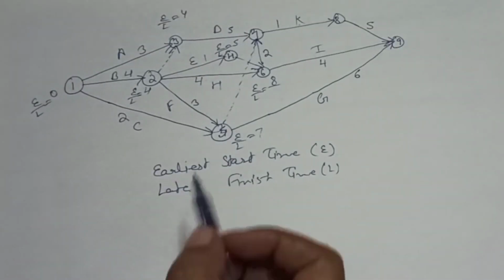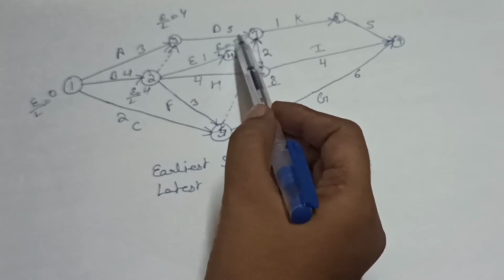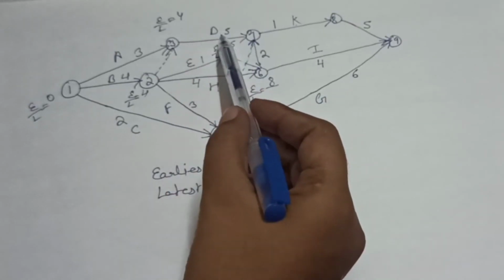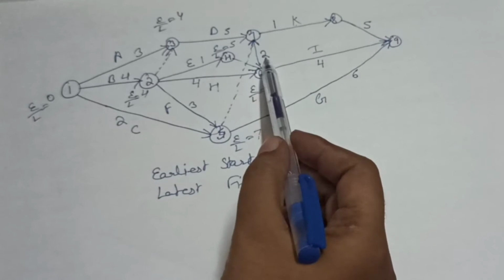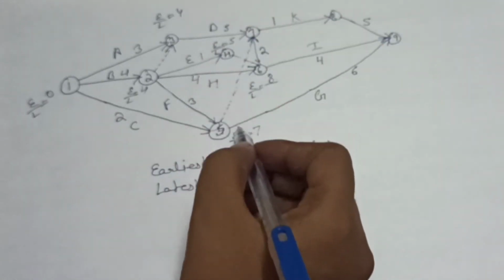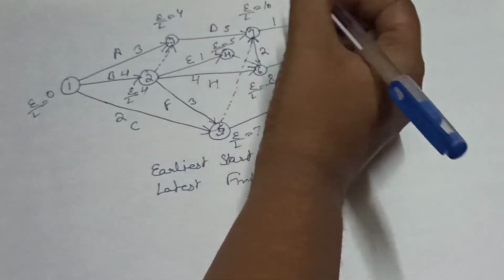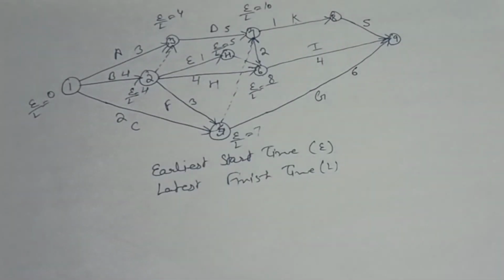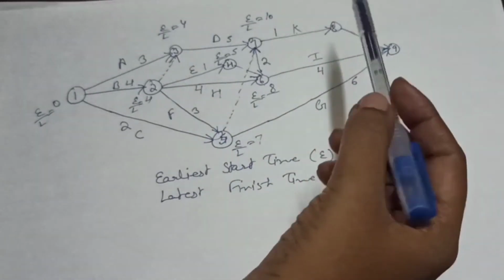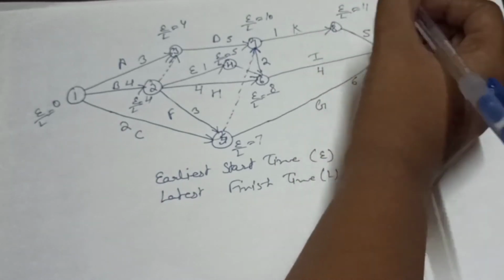Now we will calculate E for this node, as here we have three activities from this. 4 plus 5 is equal to 9, 8 plus 2 is equal to 10 and 7 plus 0 is equal to 7. But here we will write 10 because 10 is the maximum. Now we will calculate E for this node. 10 plus 1 is equal to 11.